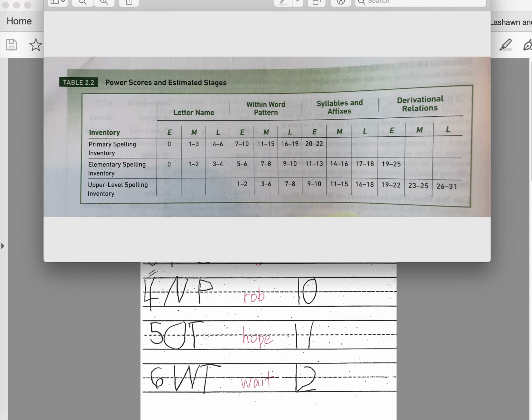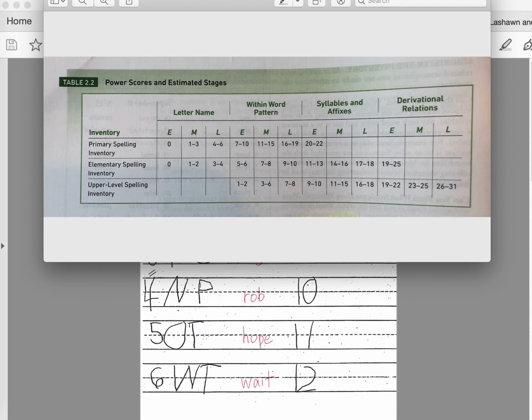Now look at this. In comparing this power score to Table 2.2, Power Scores and Estimated Stages table, on page 32 of Words Their Way, LaShawn's spelling stage is estimated to be emergent stage. Note, this is only an estimated stage. A complete feature guide will identify a student's exact spelling stage.